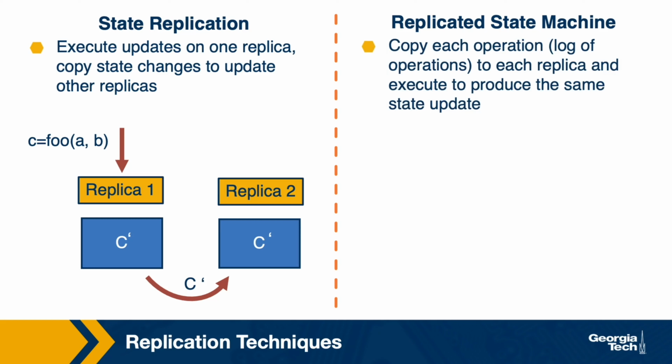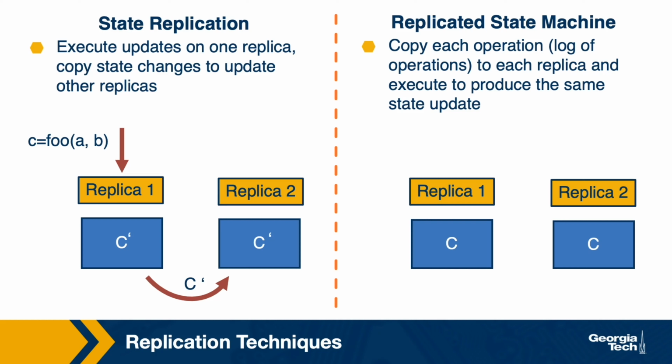In the second scenario, replicated state machine, the same operations are submitted essentially to all replicas and executed at each location separately. This makes sense to do if the execution of the operation is deterministic, meaning we don't expect that different executions of the same operation will produce different results. So let's take a look at what would happen with replicated state machine in the same scenario where we have two replicas. Again, the operation foo is submitted at replica 1 with the intention of having the state updated from C to C prime.